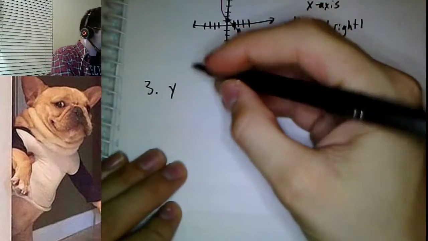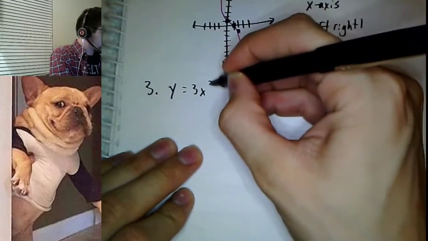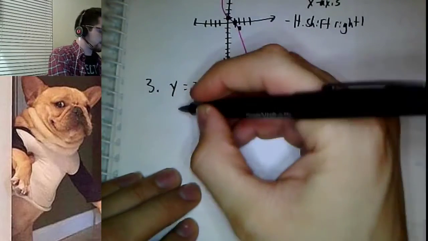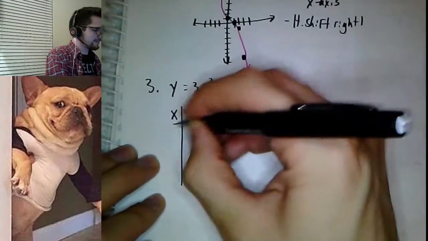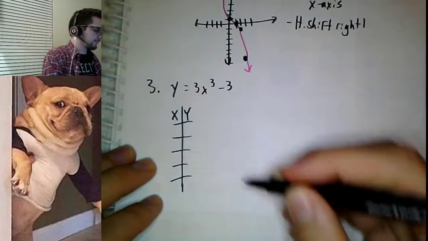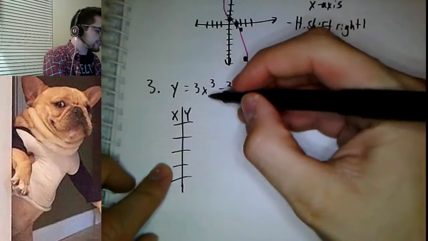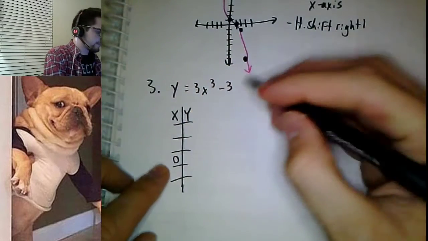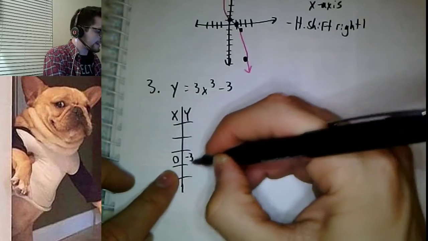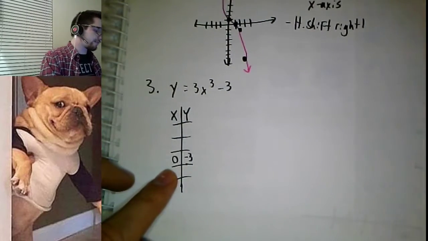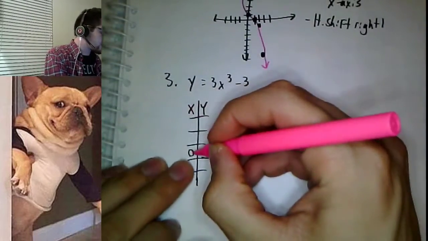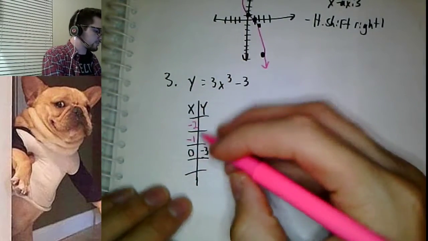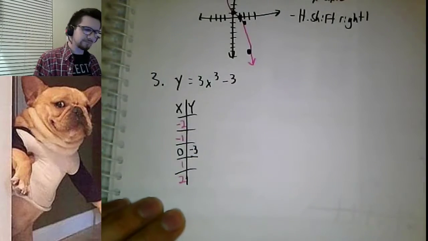All right, so number 3, y equals 3x cubed minus 3. So step 1, what is my t-table look like? I need my vertex, which would be h inside parentheses. I don't see any parentheses, so that's going to be 0. -3, that's k, I keep the sign. So now, from 0, I go down 2, so 0 minus 1 is -1, 0 minus 2 is -2, 0 plus 1 is 1, 0 plus 2 is 2.